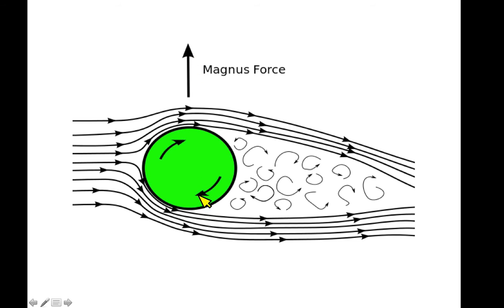Now, we want to be careful to realize that the Magnus force is independent of gravity. It has nothing to do with gravity. If the baseball were spinning from side to side, we would generate a Magnus force that was parallel to the Earth's surface, not perpendicular to the Earth's surface. And we'll take a look at how that happens in a bit.